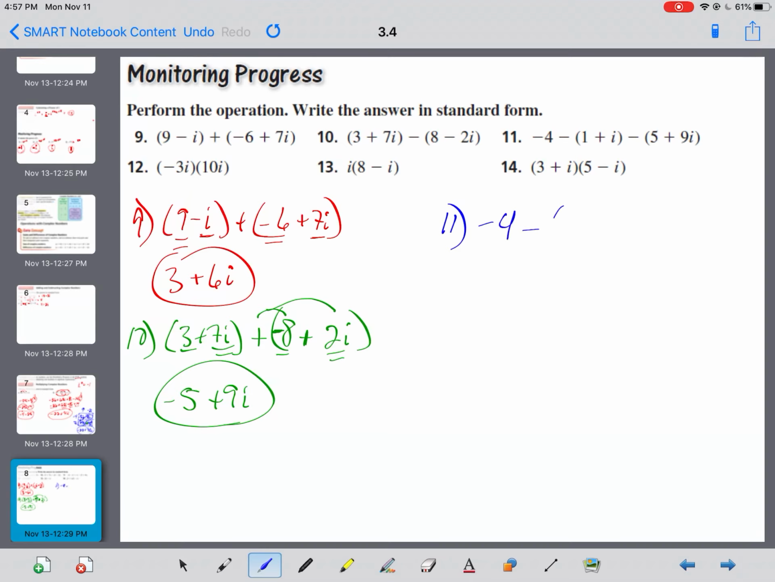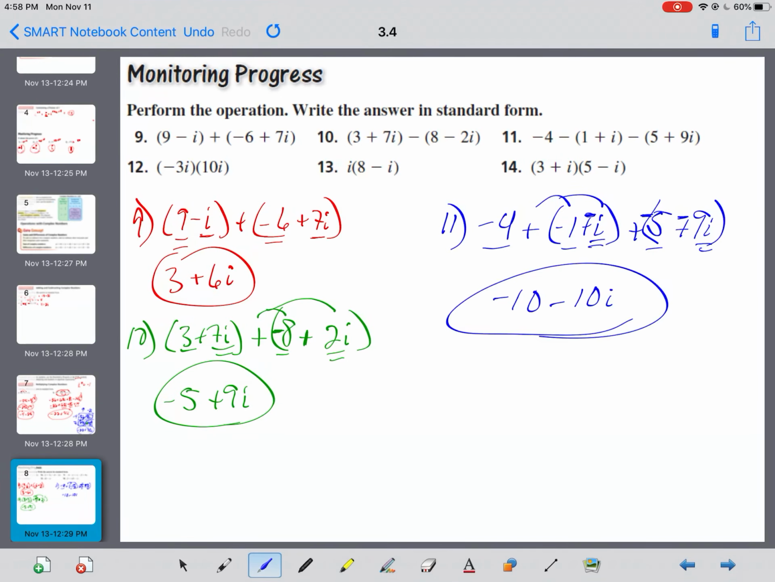11. 11's got some parts to it. Negative 4 minus 1 plus i minus 5 plus 9i. Get rid of your negatives. Move them in. So plus, change, change. Plus, change, change. Now let's look for our like terms. Negative 4, negative 1 makes negative 5, and negative 5 makes negative 10. We got i and i: negative i and negative 9i, negative 10i. Just like that for 9, 10, 11.